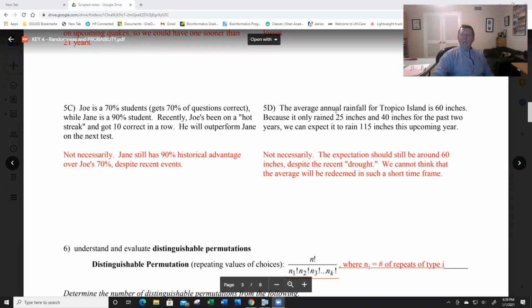All right. Average rainfall on our tropical island is 60 inches. I'm on 5D here. Because it only rained 25 inches and 40 inches for the past 2 years, can we expect 115 so it'll average 60? No, not necessarily.